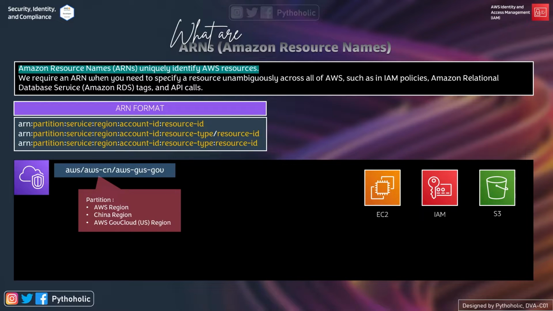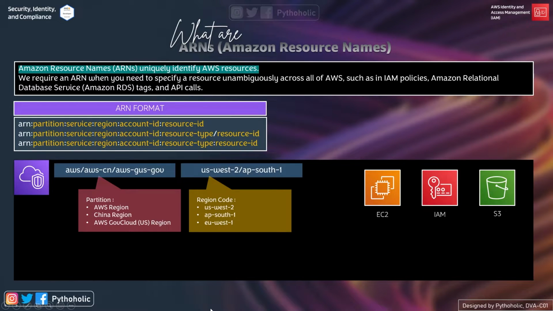So this is the partition, and this entry will be given in place of the partition that you see here. Next, we have the AWS region area. For example, we have us-west-2, ap-south-1, and so on, based on what region you are hosting your resources. These are your region codes. So it will be replaced with this particular region.